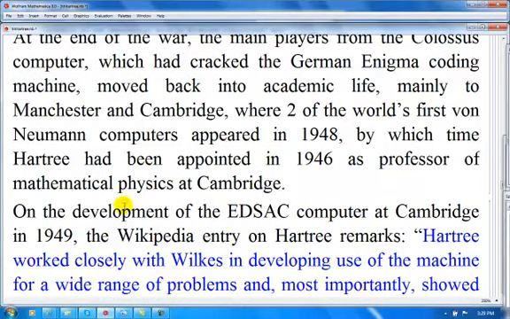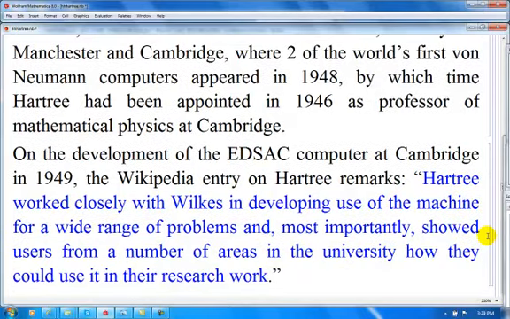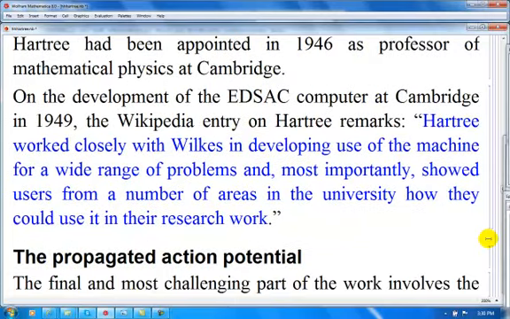On the development of the EDSAC computer at Cambridge in 1949, the Wikipedia entry on Hartree remarks, "Hartree worked closely with Wilkes in the development of the machine for a wide range of problems, and most importantly, showed users from a number of areas in the university how they could use it in their research work."